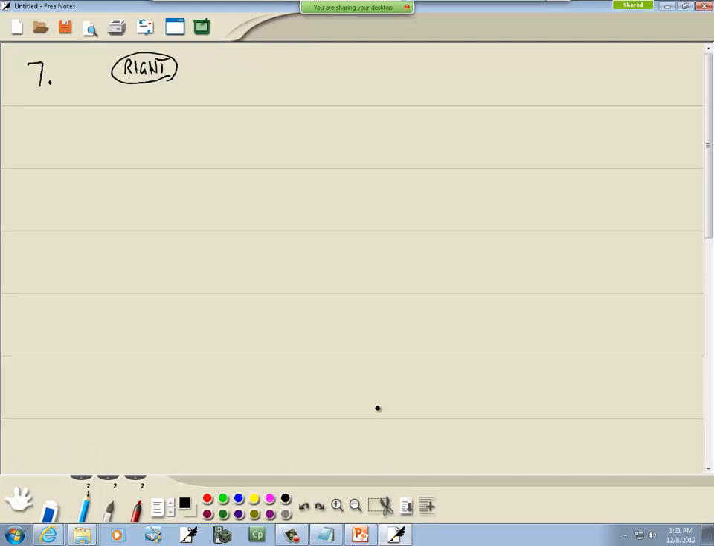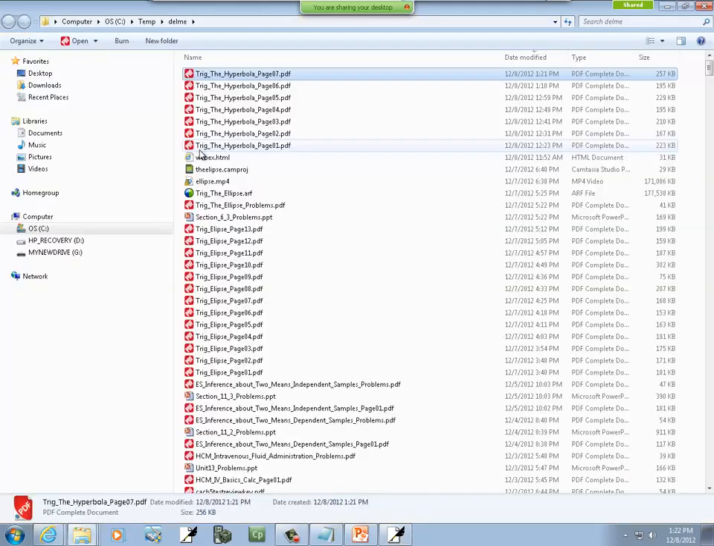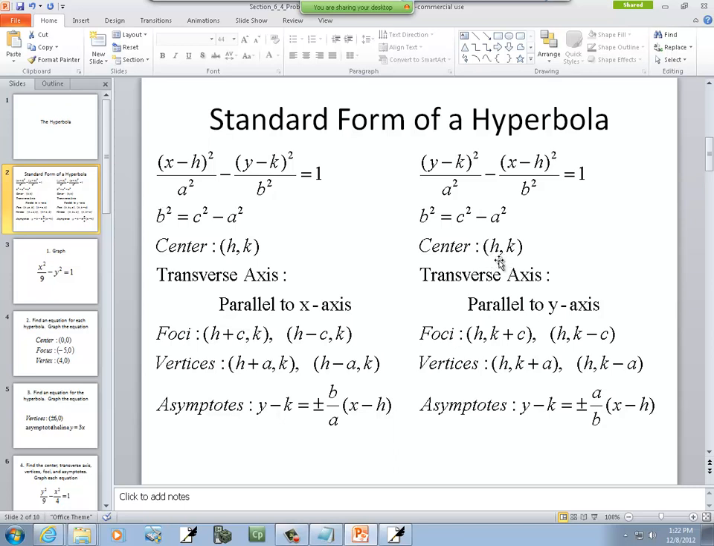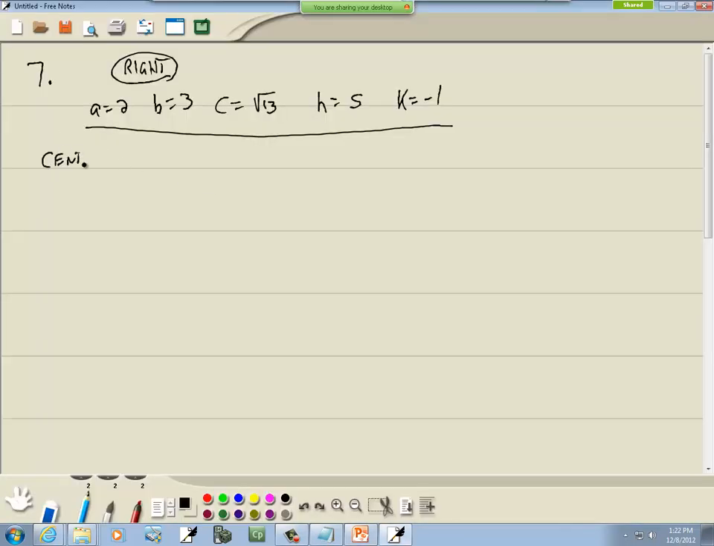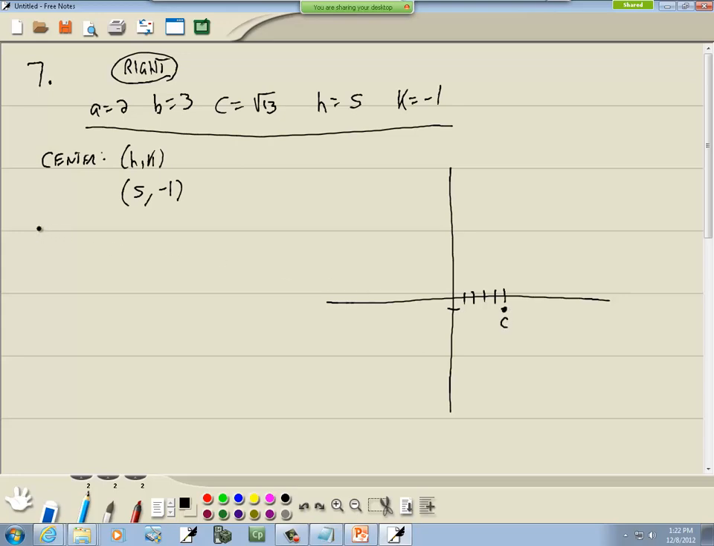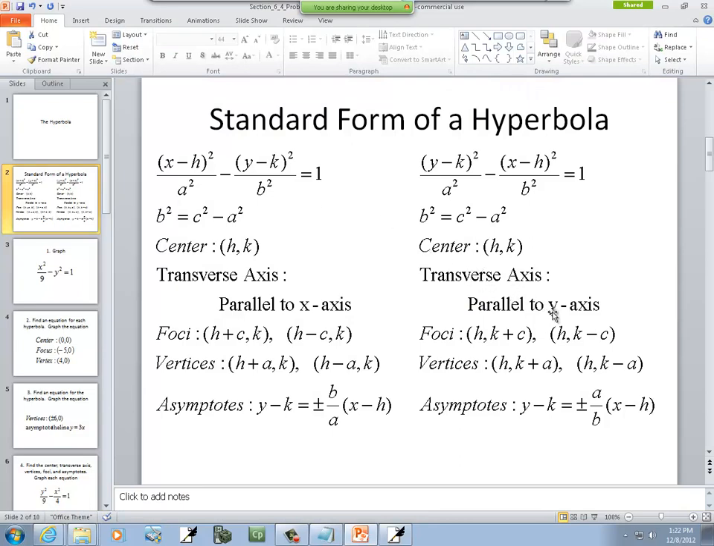Okay, and let's see. I said A was 2, B is 3, C is square root of 13, H is 5, and K is negative 1. So let's find our different items now. Okay, so our center is HK, and we got 5, negative 1. 1, 2, 3, 4, 5, negative 1. Okay. And our transverse axis parallel to the y-axis.